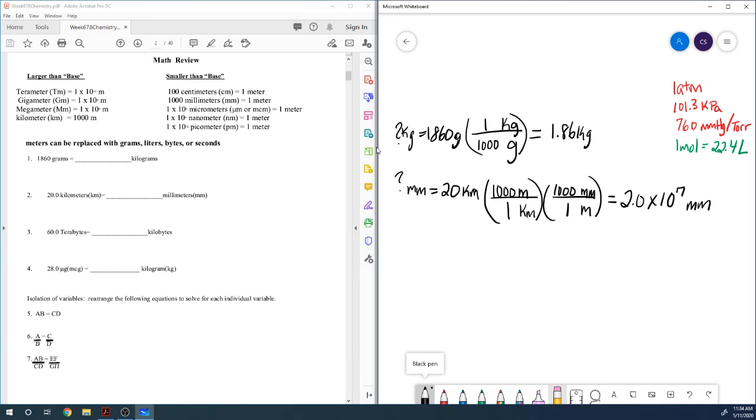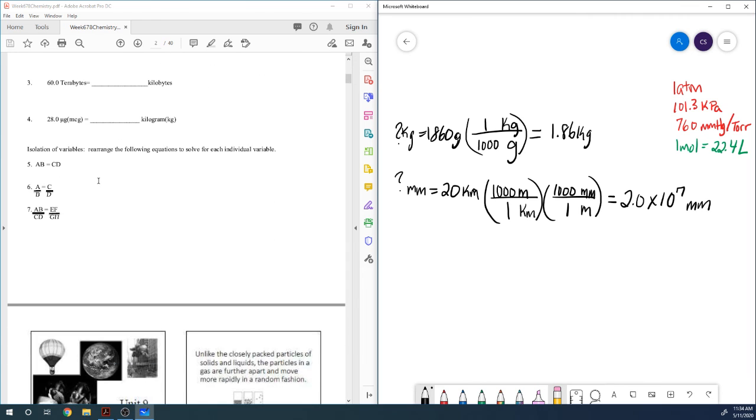Which makes sense because a millimeter is super small and a kilometer is significantly larger in comparison. So that's why it takes so many to fill up 20. Good. Just make sure that you're going through that base unit. Don't let these bytes scare you. Okay, this is not a big deal.